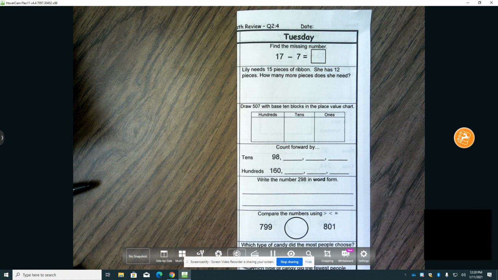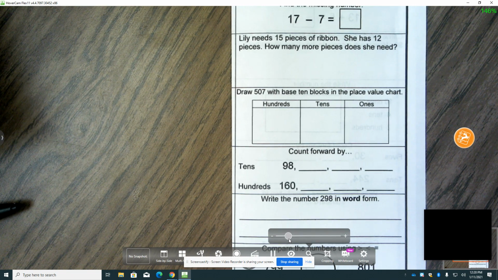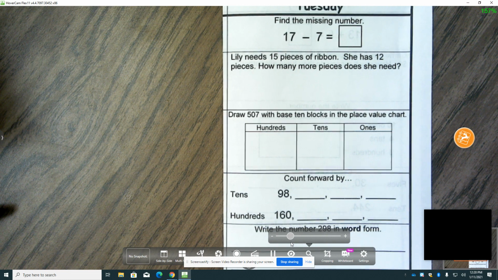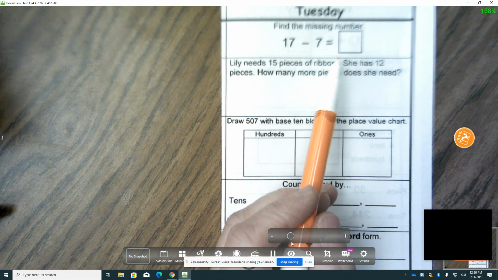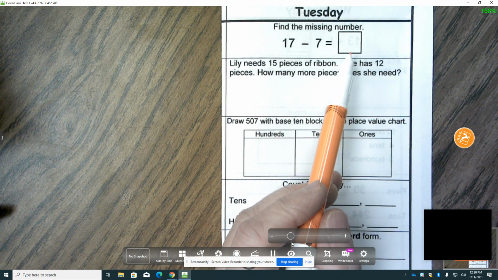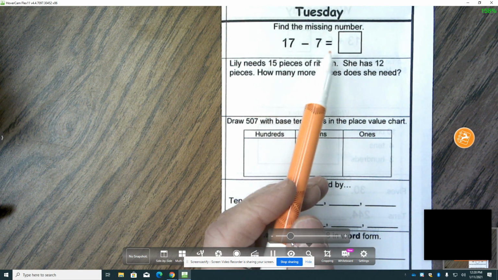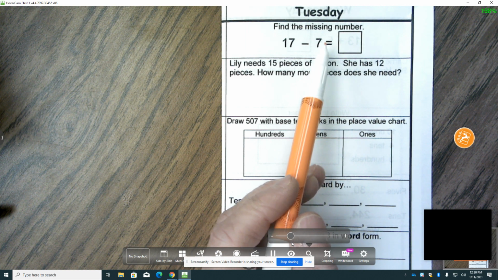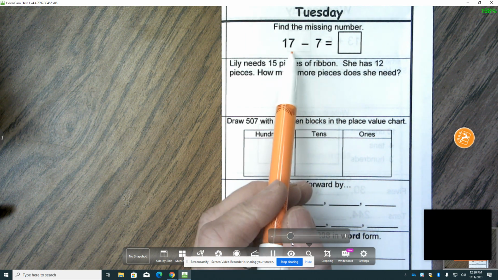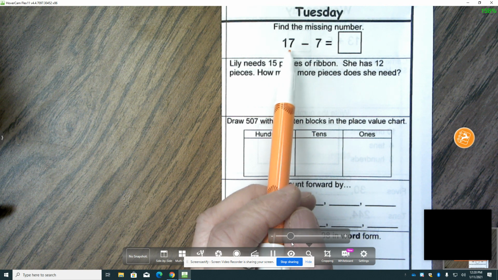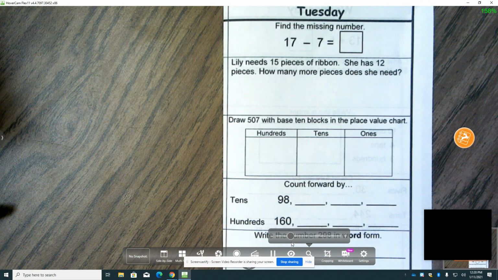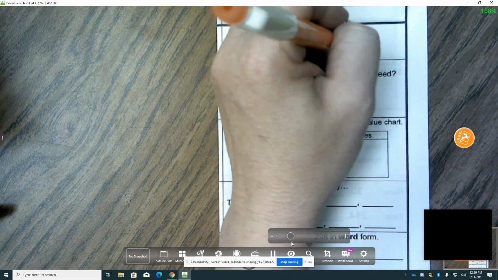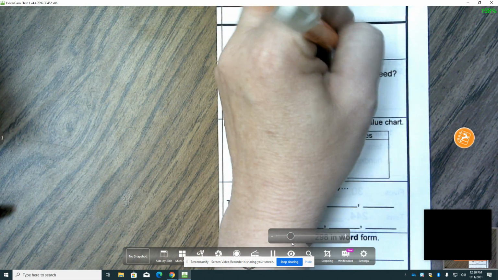First, let's look at the first one. It tells us to find the missing number. We have 17 minus 7 equals something. Now some of us do like to start at 17 and count back to 7. Some of us could start at 7 and count back up to 17. But I know that if I have 17 and I take away 7, that is going to leave me 10, because we've been working a lot with adding and subtracting to 10.